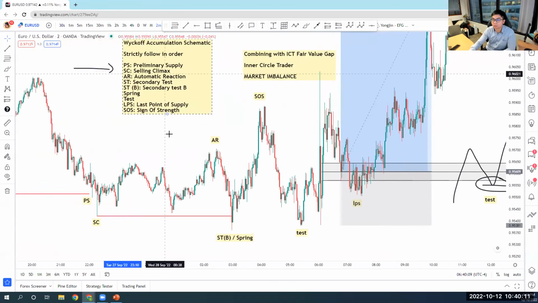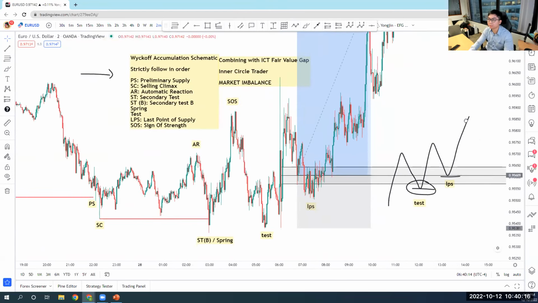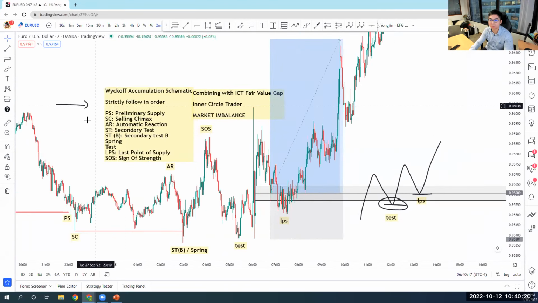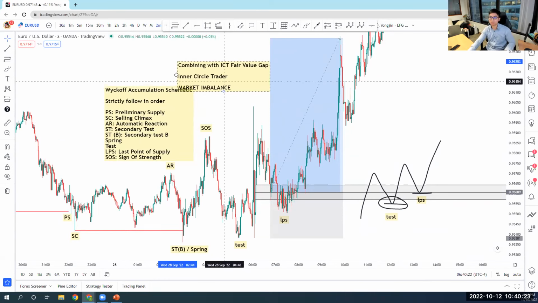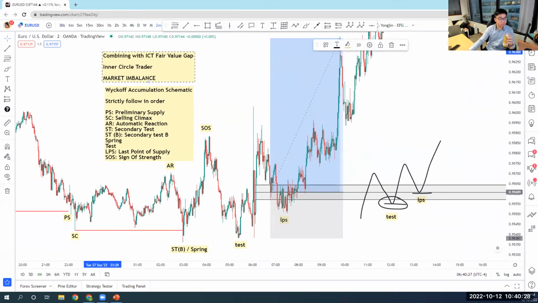Okay, let me clear this out. You guys please screenshot this down. Please screenshot this down before we continue. Please screenshot this. Save it on your computer. I've already shown you guys how I trade. This is how I trade on my personal accounts, on a live account, with this refining, using the accumulation schematic.